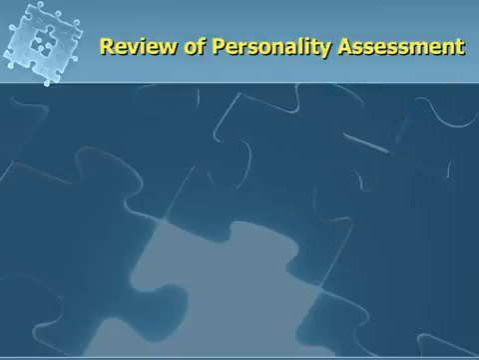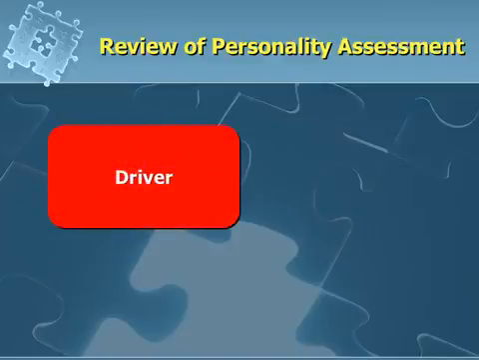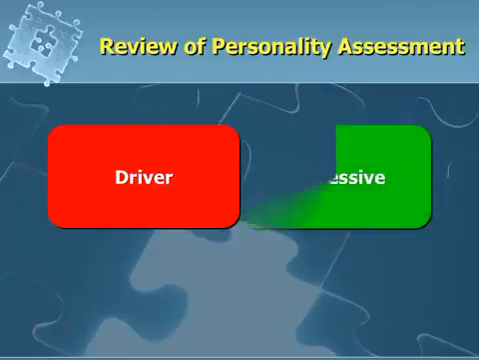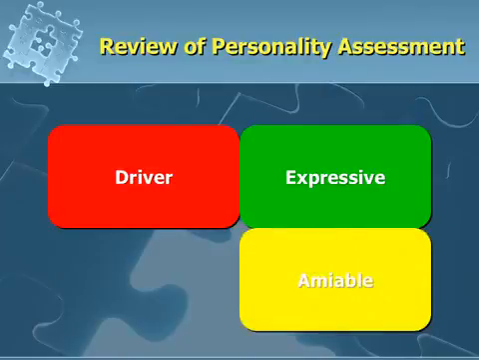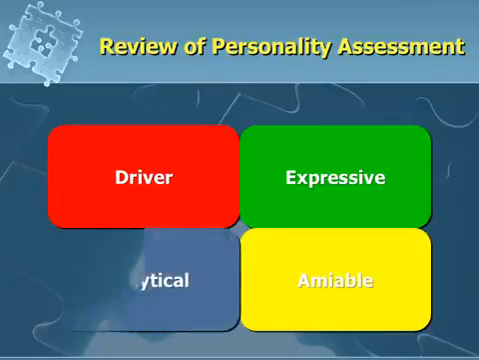Now it is time to compare your educated guess with the actual results of the assessment that you completed earlier in the e-learning module. If your assessment is accurate and you placed yourself in the top left quadrant, your dominant personality is a driver. If you placed yourself in the top right quadrant, then your dominant personality is expressive. And if you placed yourself in the bottom right quadrant, then your dominant personality is amiable. And if you placed yourself in the bottom left quadrant, then your dominant personality is analytical.